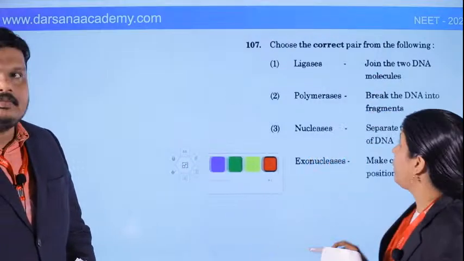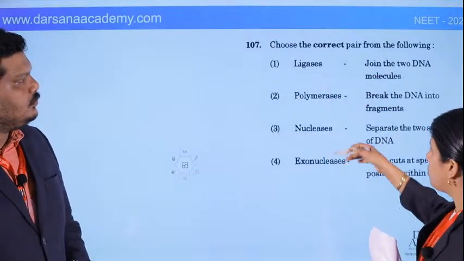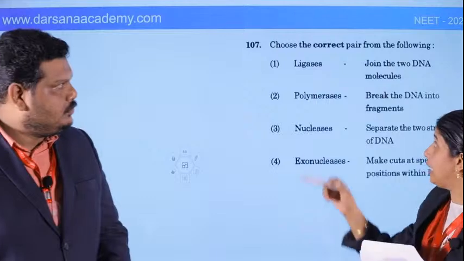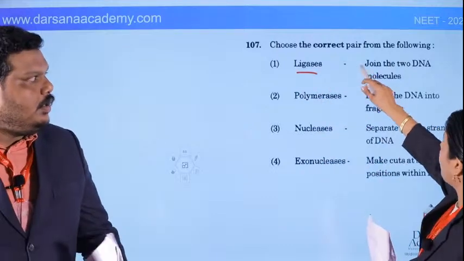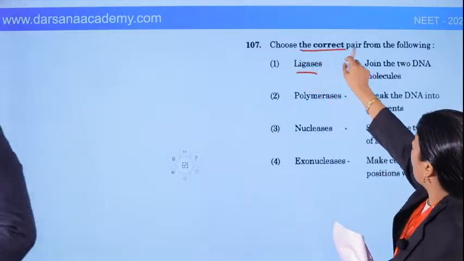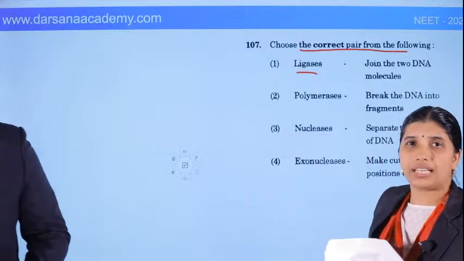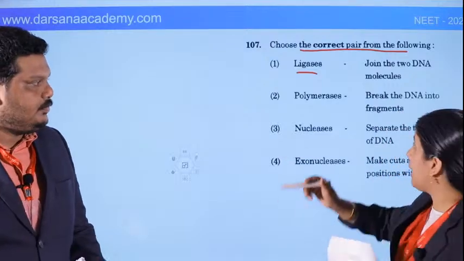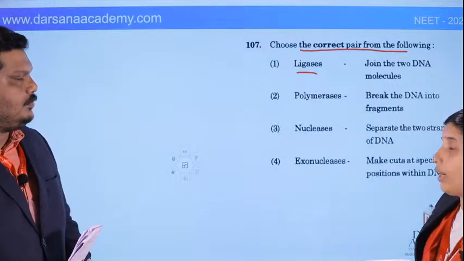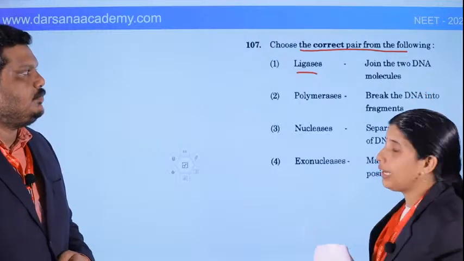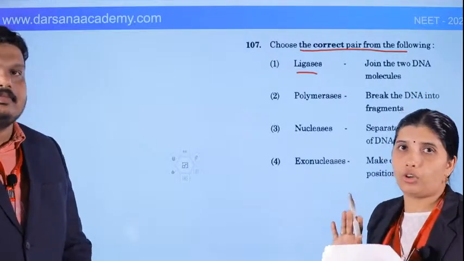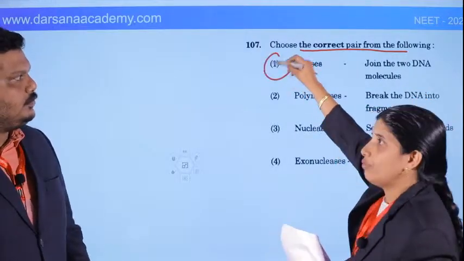That is connected with biotechnology, we can see these terms. Okay, ligase. What is the function of ligase? To join. What is the question? Choose the correct pair from the following, question 107. Which is the correct pair? Option 1: ligases join 2 DNA molecules, of course. That is the correct one. Of course, the answer is 1.